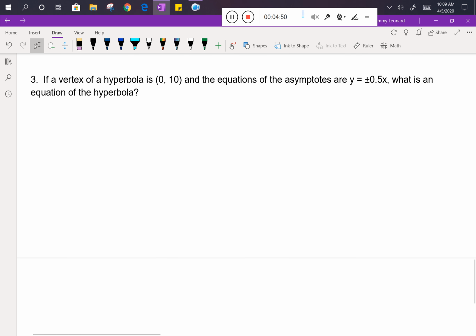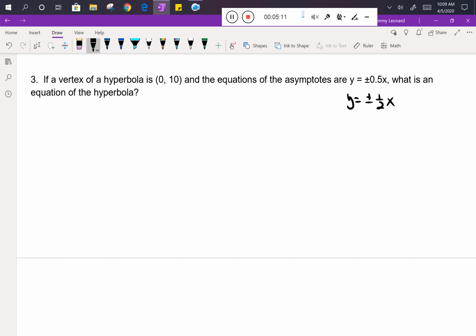Number 3 says if a vertex of a hyperbola is at the point 0, 10, and the equations of the asymptotes are plus or minus 0.5x, what is an equation of the hyperbola? Now, first of all, this is a little strange. I'm not sure why they would give it to us in decimal form rather than fraction form. It's easier to graph with fractions.